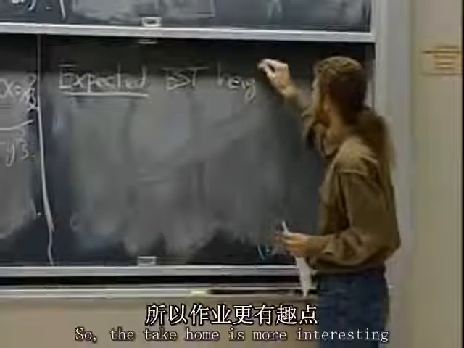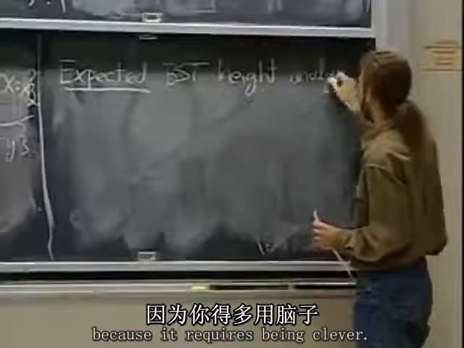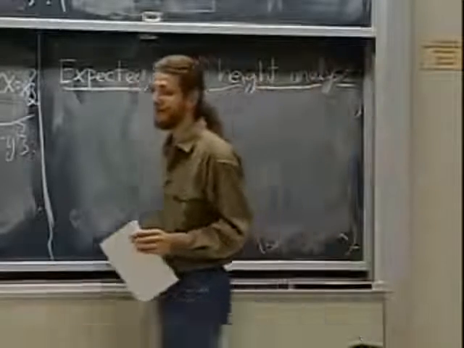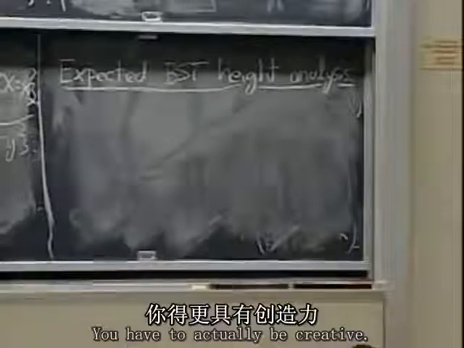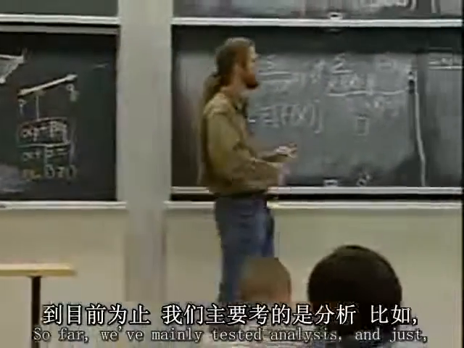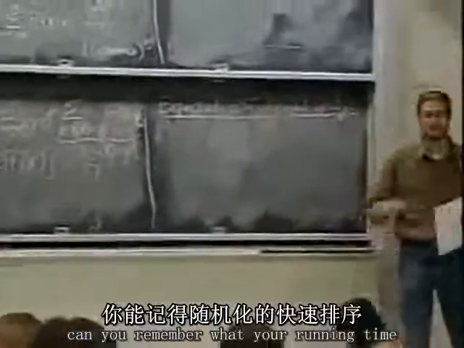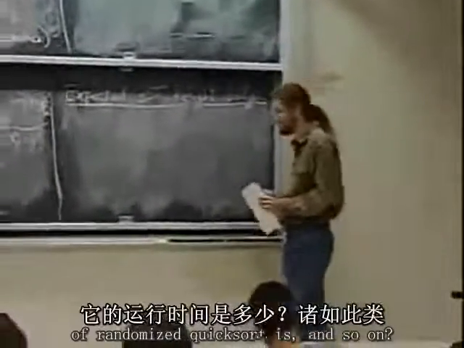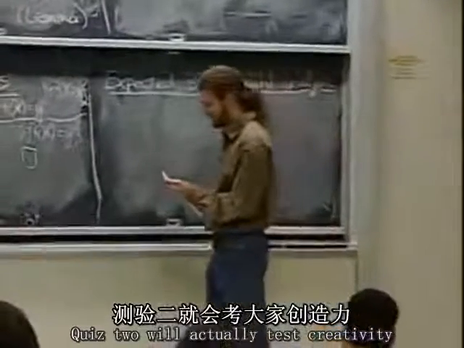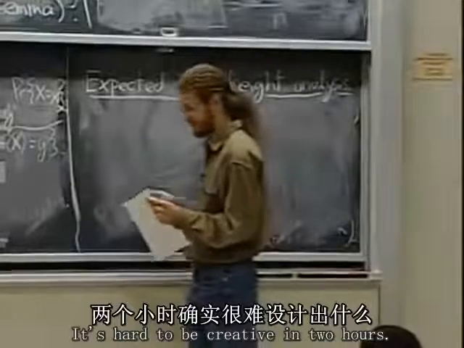So the take-home is more interesting because it requires being clever. You have to actually be creative. And that really tests algorithmic design. So far, we've mainly tested analysis and just can you work through probability? Can you remember what the running time of randomized quicksort is, and so on. Quiz 2 will actually test creativity, because you have more time. It's hard to be creative in 2 hours.